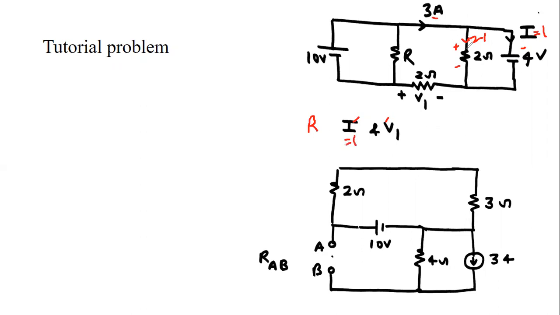Now see the second answer, that is 2 and 1 is 3. So current in this branch is 3 ampere. So the value of this voltage V1 is 3 multiplied by 2. So the value of voltage becomes 6. But because we are entering from the negative terminal, the value of V1 is minus 6 volt.